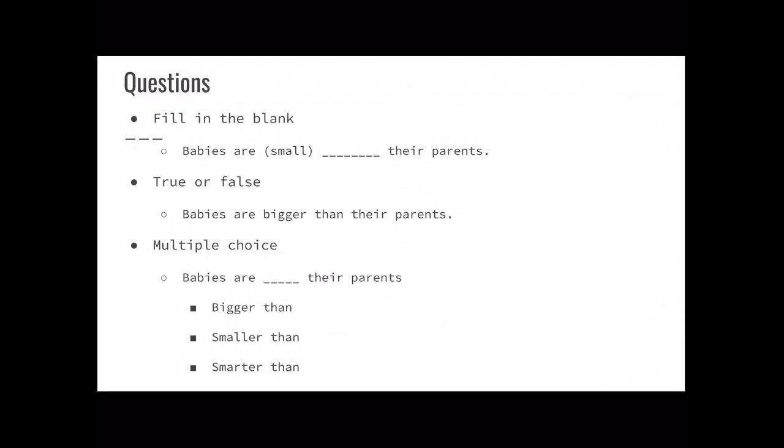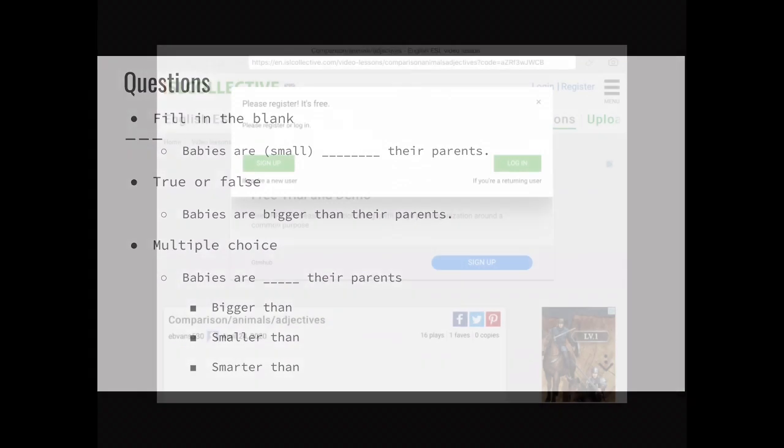You will see true or false questions. Is this statement true or false? Babies are bigger than their parents. The statement is false. You will also see multiple choice questions. Babies are blank their parents. Are babies bigger than their parents, smaller than their parents, or smarter than their parents? The correct choice is smaller than.